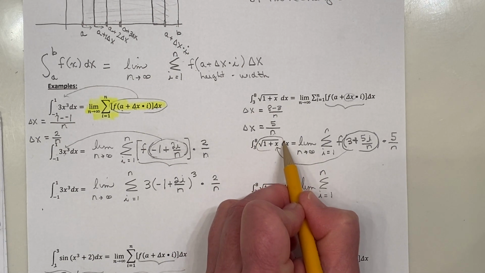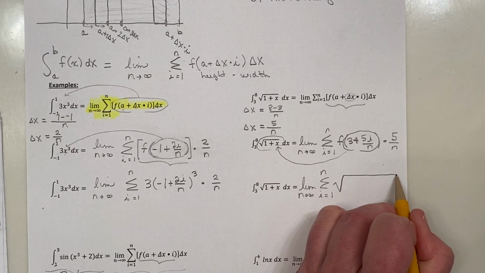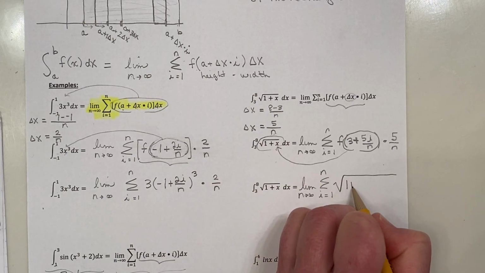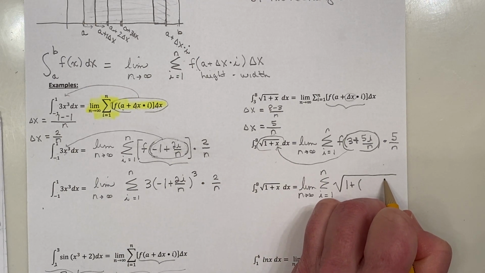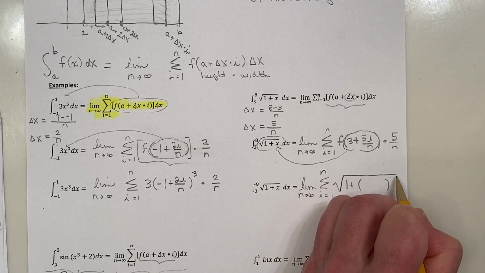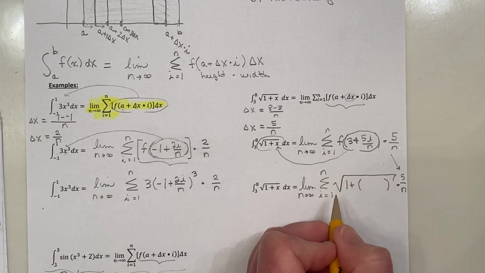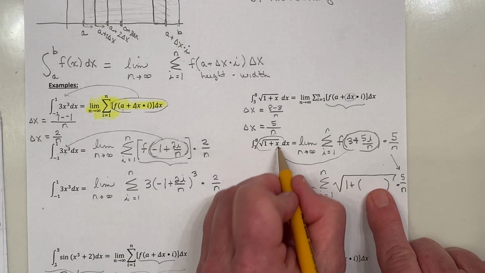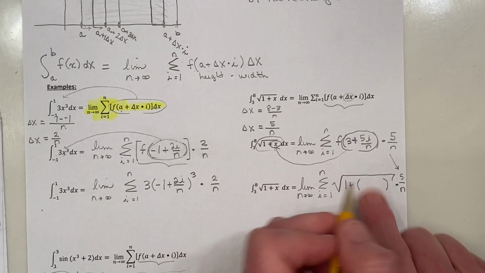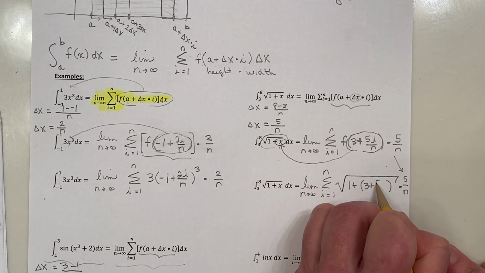So let's take the integrand. Let's write the square root. We've got 1 plus, where you see x, put a parenthesis. Okay, and I'm going to close that right there. And then don't forget, if you can squeeze it in over here, it's times 5 over n that comes down. So right here is our x, and our new x is 3 plus 5i over n.